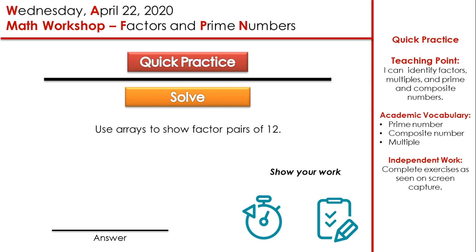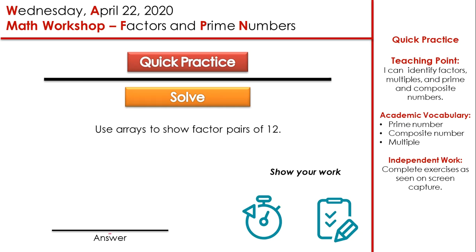Alright? So in our quick practice for today, we're supposed to use arrays to show factor pairs of 12. We must remember that a factor pair is two factors that when we multiply, we get the product we're being asked, in this case 12. And remember that we can also try different factor pairs, meaning different combinations of factors, to get this number 12. Since we're talking about arrays, that means that we're going to be trying some drawing.